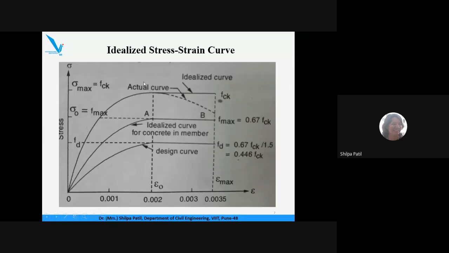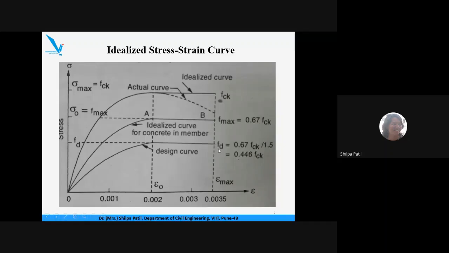So this is the most important curve which is referred to in the design of RC structures. This is called the idealized stress strain curve. And how from the actual curve we have moved to the idealized curve for cube, the idealized curve for concrete in a member, and then the design curve, all these steps are well known to you now. So the limiting or the maximum or ultimate strain for concrete is 0.0035. For design, it is taken as 0.002.